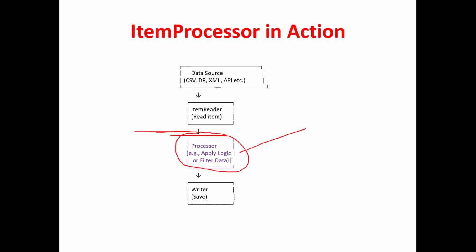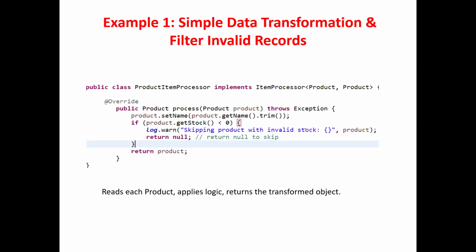This is a sample example. Two types of examples I am demonstrating. See here, I am taking one class, ProductItemProcessor. This is an implementation class of type ItemProcessor. This is the input data and this is your output data. Input is Product, output is Product.